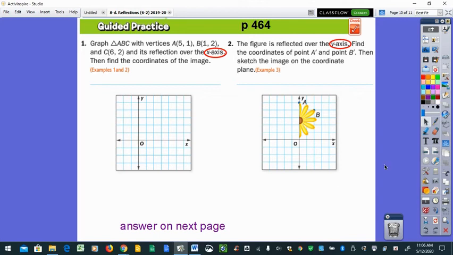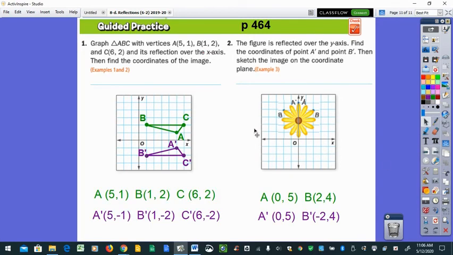Okay, everybody, let's see how we did. I'm going to draw the picture for you over here. A would be (5, 1), B would be (1, 2), and C would be 6 to the right and up 2. That's the original triangle, and we're going to reflect it over the x-axis, which means that the x coordinates are going to stay the same, but the y coordinates are going to change sign, and you can see me doing that right here. If I plot (5, -1), that's A prime, (1, -2) is B prime, and (6, -2) would be C prime. That's one way to do it.